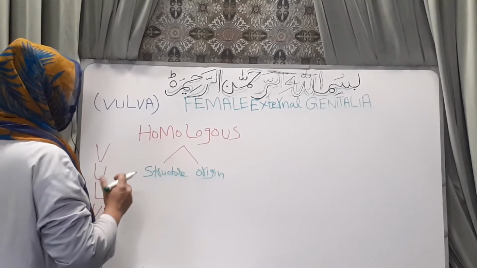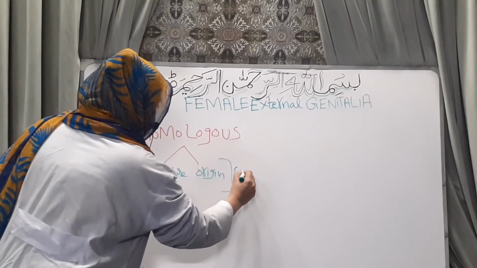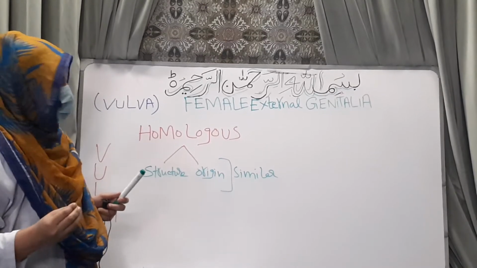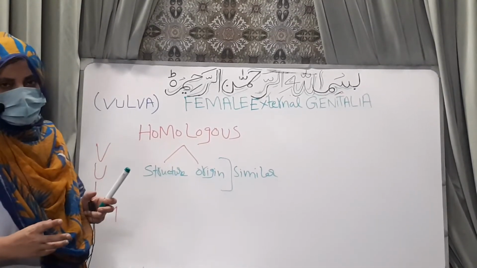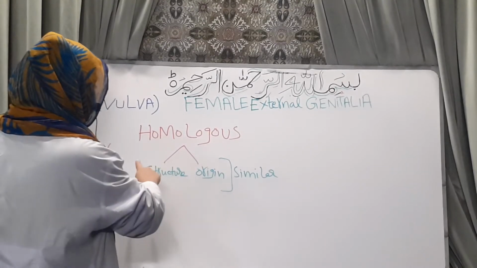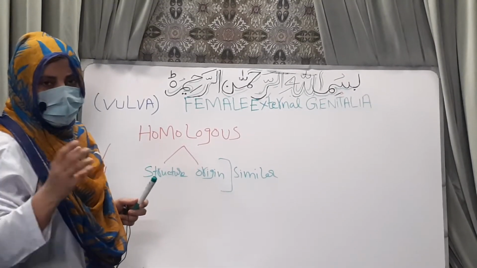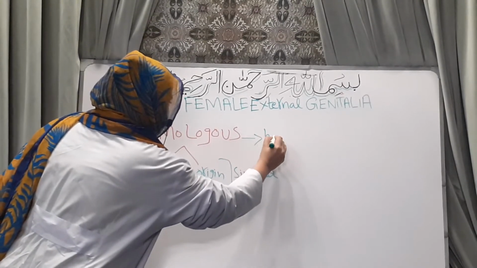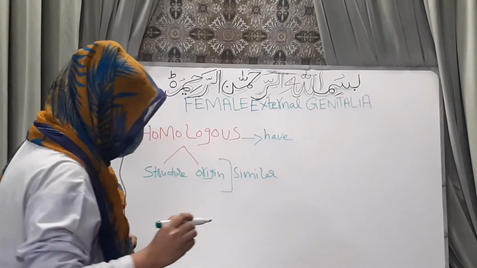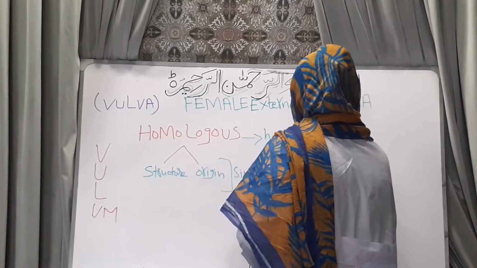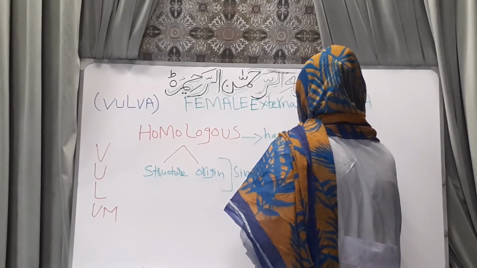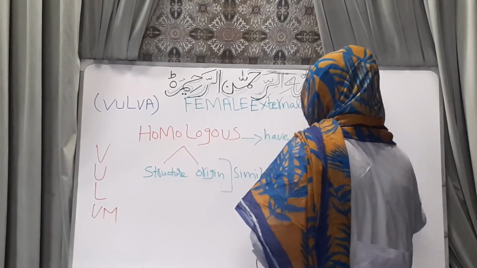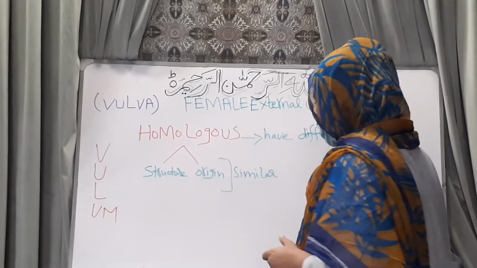Parts or structures which are similar in structure and origin are known as homologous parts. But these homologous or similar parts have different functions. Homologous parts always have different functions, but they have the same origin and structure. Okay?